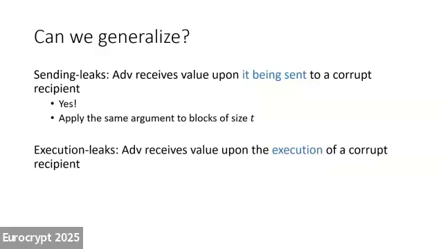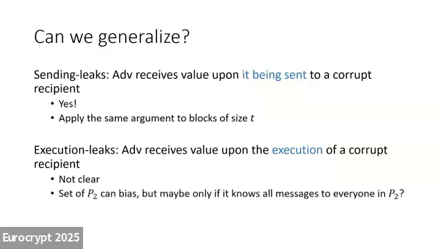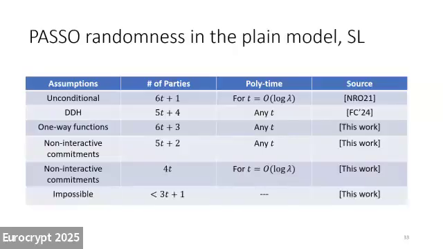In the execution leaks model, where the adversary receives the value only after the party is executed, the answer is actually not clear, because we cannot really hope to apply the same argument to blocks of size t, because maybe a block of size t can bias, but maybe only if the adversary knows messages that are being sent to every single party in this block. And this will potentially happen too late. So it's not fully clear how to do the same argument. And so we use a different technique to prove this for the specific case of 2 corruptions and 6 parties.